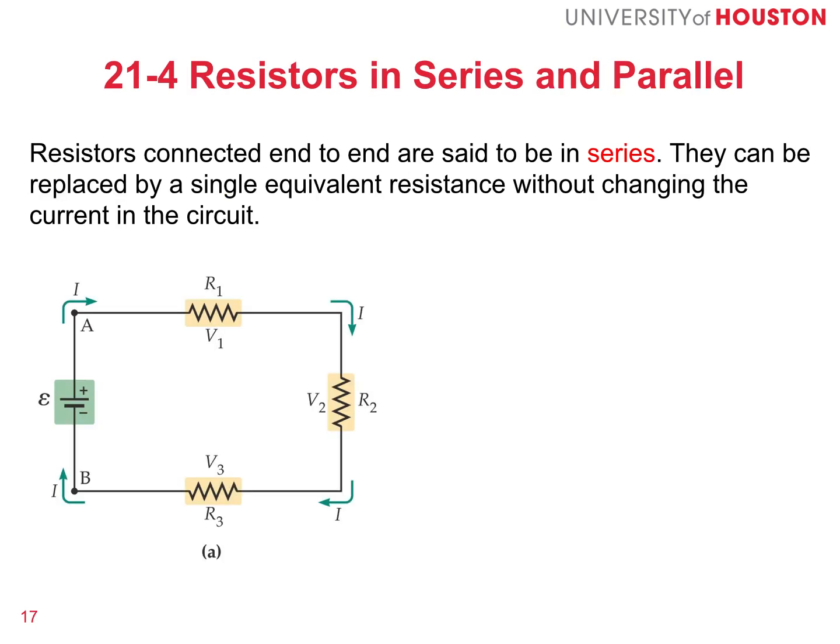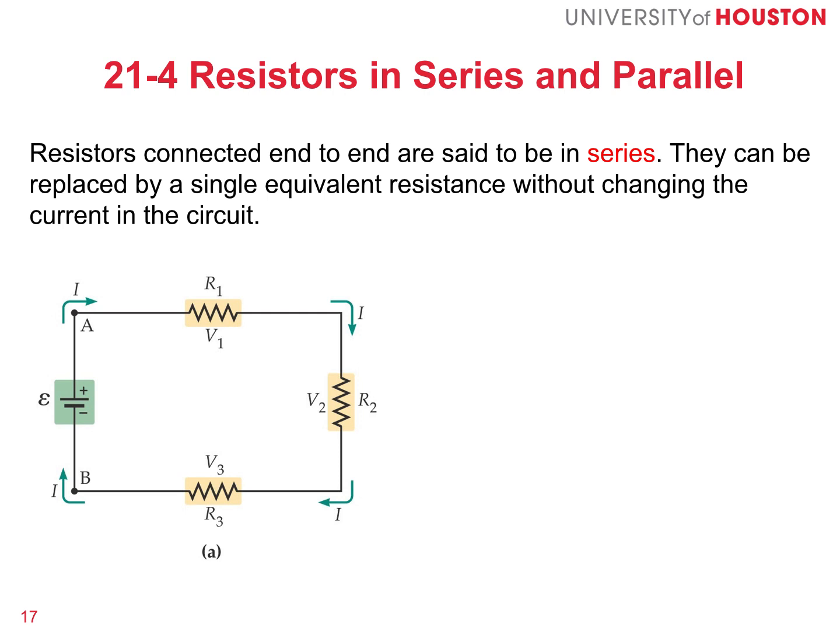Moving on to resistors in series and parallel. When we have a number of resistors that are connected end to end, these are said to be in series. In such a system, the same current will pass through the first resistor, the second resistor, and the third resistor in the circuit diagram shown on the bottom left.